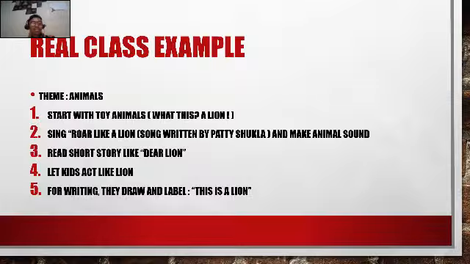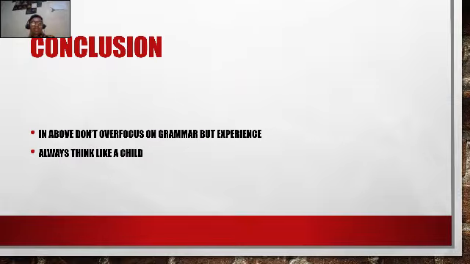For writing, they draw and label. An example is: this is a lion.